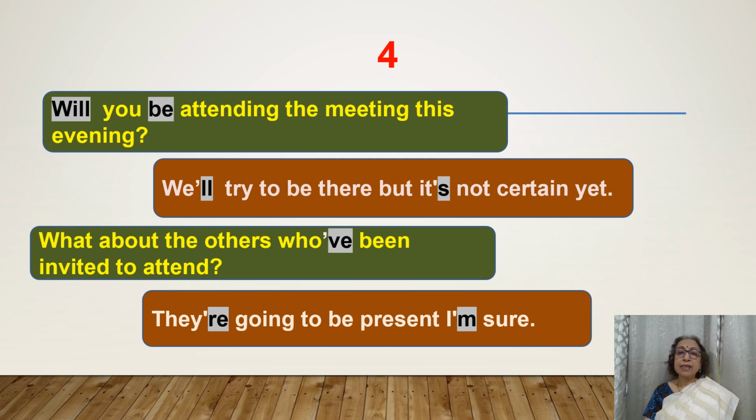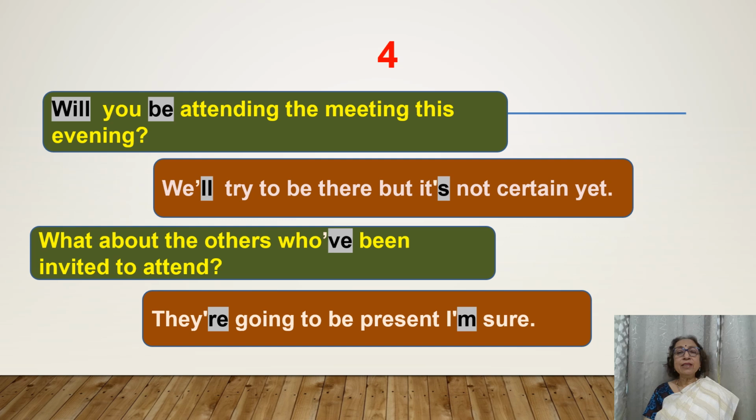It's, it is. Then we have who've, who have. Who've been invited means who have. We are not saying HAVE. We are removing HA, putting an apostrophe and say who've. They're going to be there, I'm sure. They are, I am. These are the forms.